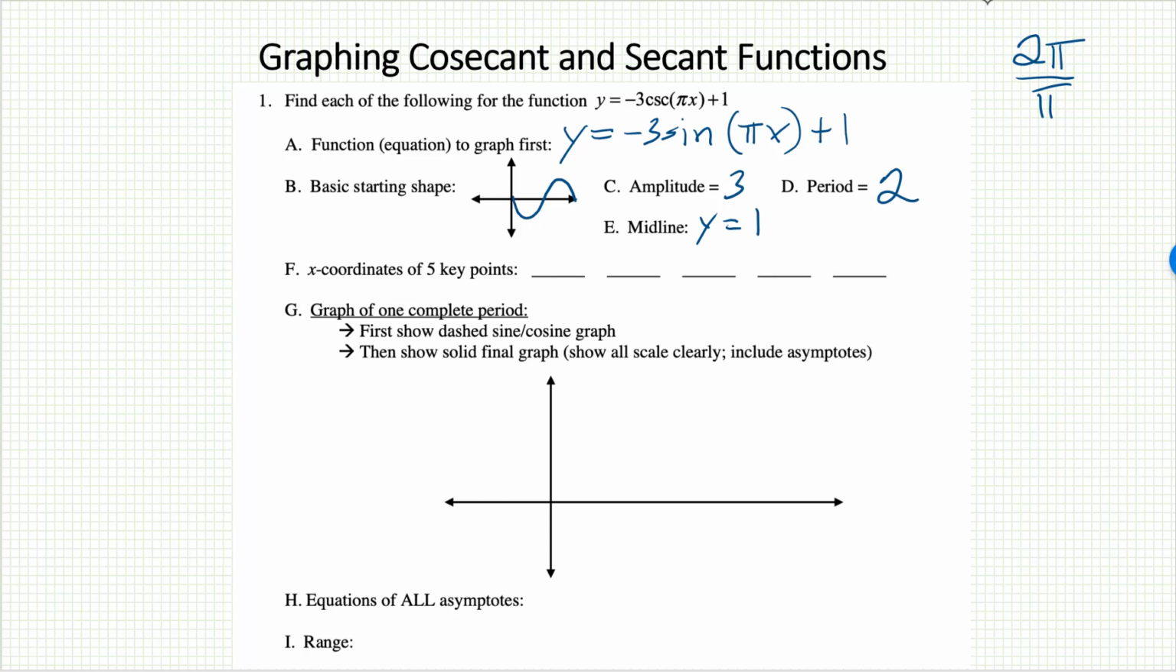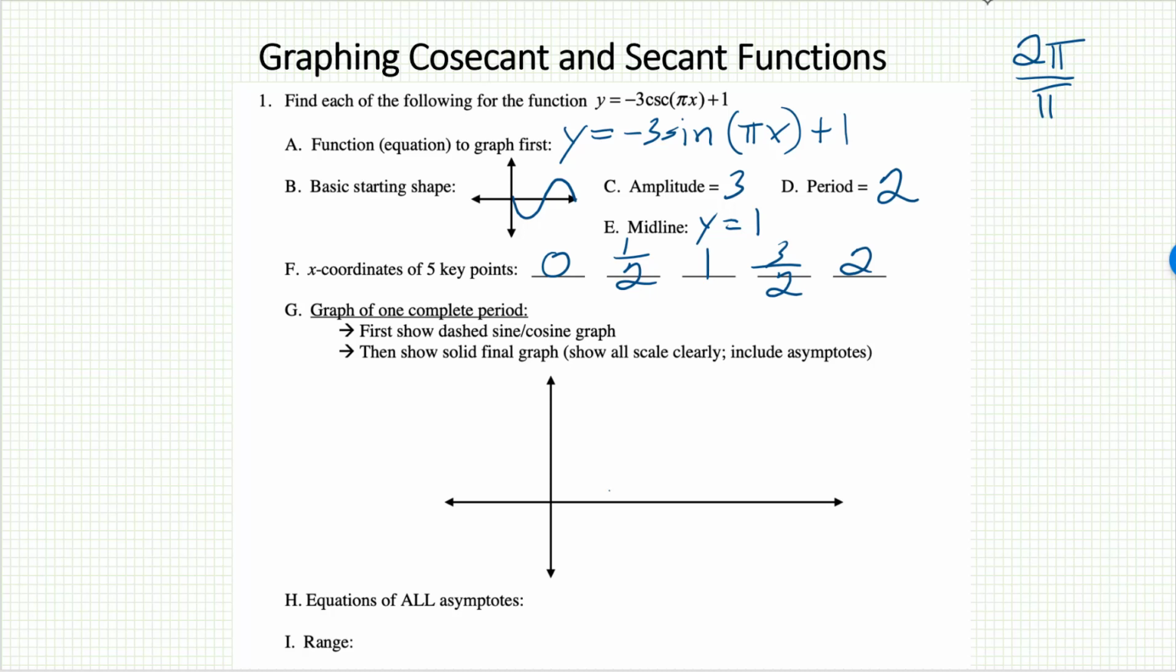Coordinates of 5 key points. Well, I have starting at 0, ending at 2, cut it in half, cut it in half. I'm counting by halves here, so 0, 1/2, 1, 1.5, which is 3 halves, and then 2. Notice the instructions for the graph. We're first going to show the corresponding sine or cosine graph, in this case a sine graph. We'll do that dashed because that's not really the final picture. Then we'll put on the final graph of this cosecant function.